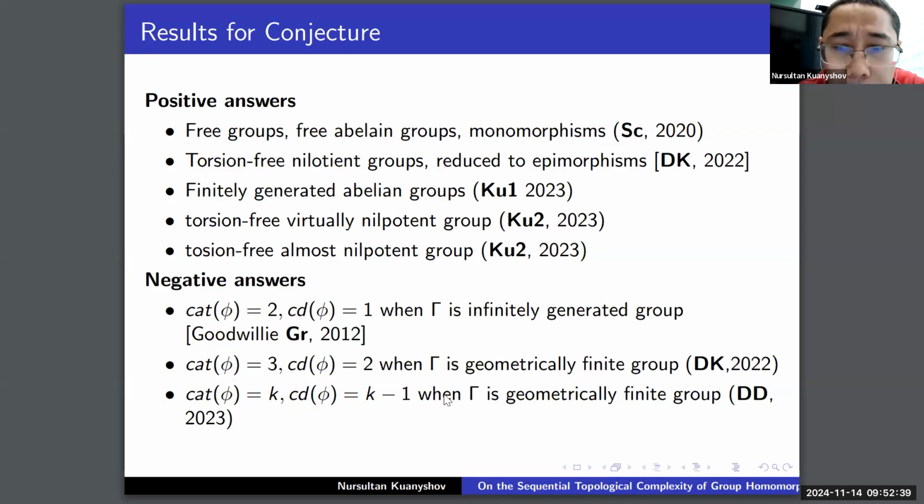Then the following year, Dranishnikov and his student Aditya proved that 2 and 3 are not special. You can have cd of phi equal to k minus 1 and cat of phi equal to k, but k must be at least 3 here. So as you can see, when k is 1 and gamma is geometrically finite, it is still open.